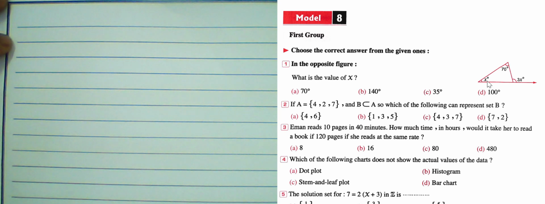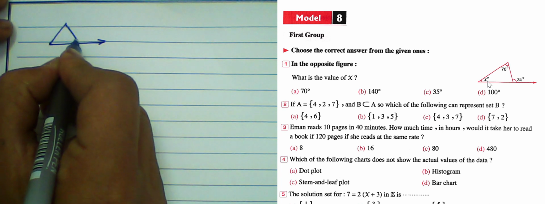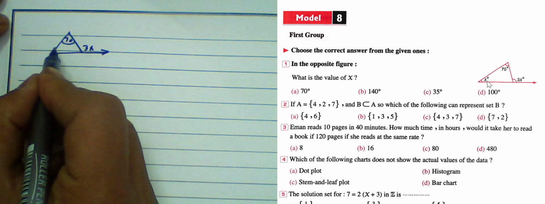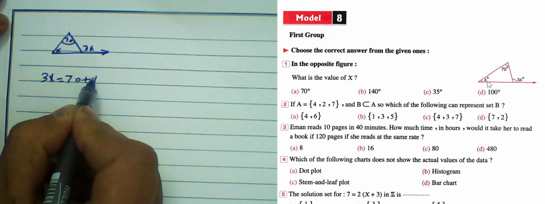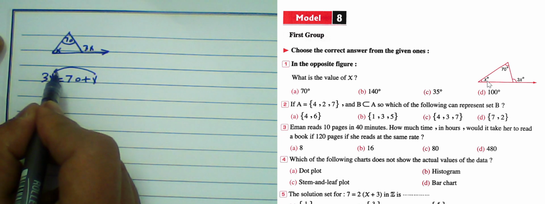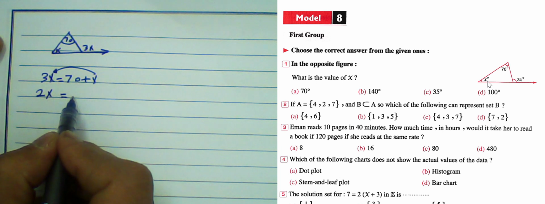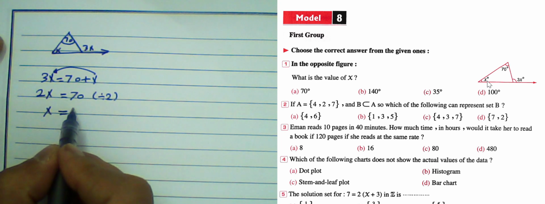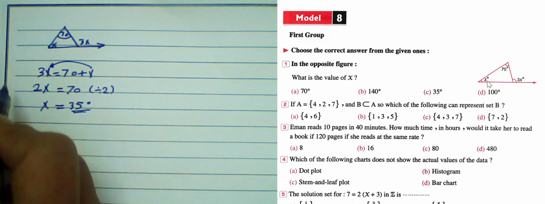We have exterior angles. The measure of the exterior angle equals 3x. So 3x equals 70 plus x, and we can find the value of x. Move x from the right-hand side to the left-hand side. 3x minus x will be 2x equals 70, and then you divide by 2. The value of x equals 70 divided by 2 equals 35. Then the solution for x will be 35.